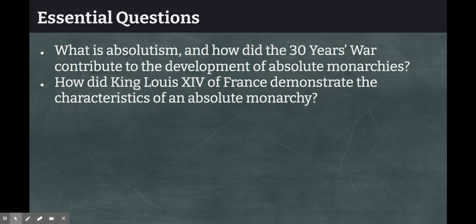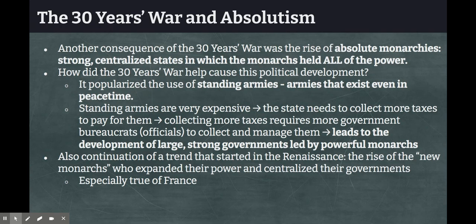And then we're going to look at King Louis XIV of France, who is really considered the archetypal absolute monarch. All right. So first of all, what is an absolute monarchy? These are strong, centralized states in which the monarchs hold almost all of the power, or all of the power, or at least attempt to. Now, one of the many consequences of the 30 Years' War was the rise of absolute monarchies in Western Europe.